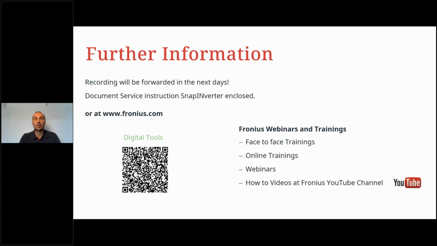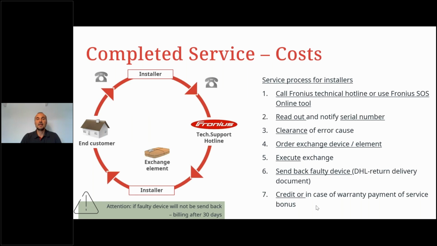The credit will come at the latest 30 days after we have received this component. Of course, in a warranty case, you will get the replacement component free of charge, and you will also get a service reimbursement from us. So you will also get some money from Fronius if it was a warranty case.